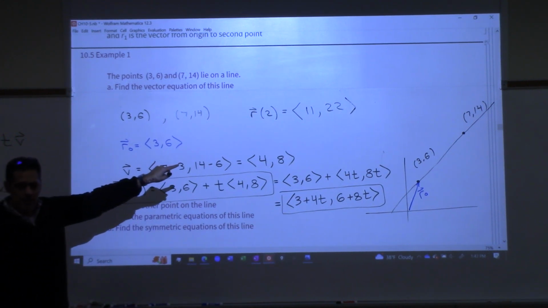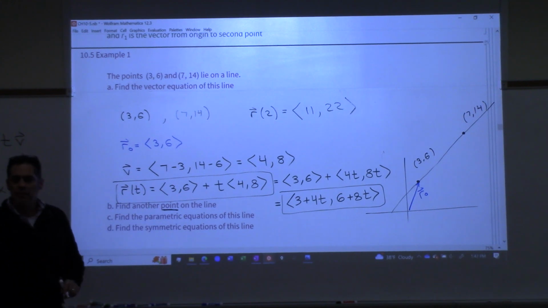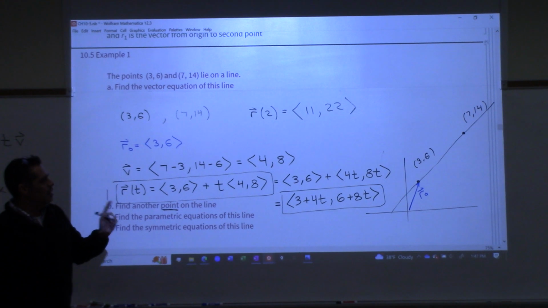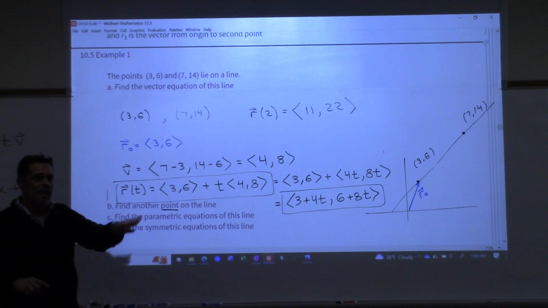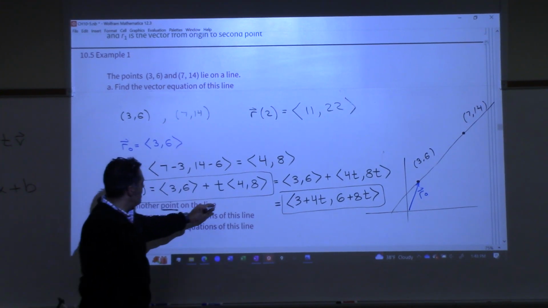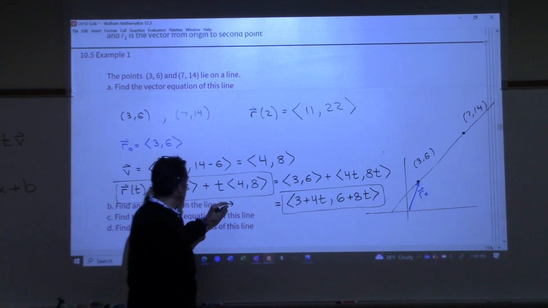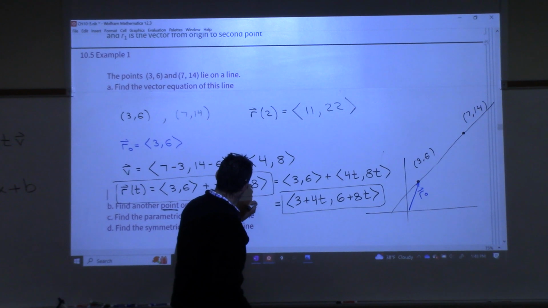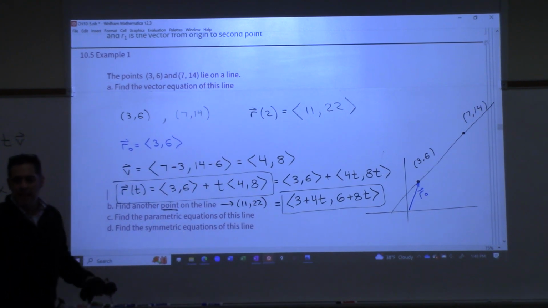That is a vector. Part B is saying find another point on the line. So what would the point be? 11, 22, but written with parentheses instead of the angled brackets. Because that's a vector. It points to the point, right? So to answer part B here, find another point on the line. The point (11, 22) would be another point on that line. And that's only one of infinitely many answers you could have got.